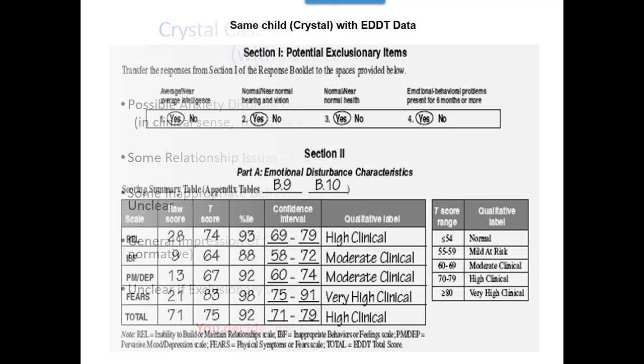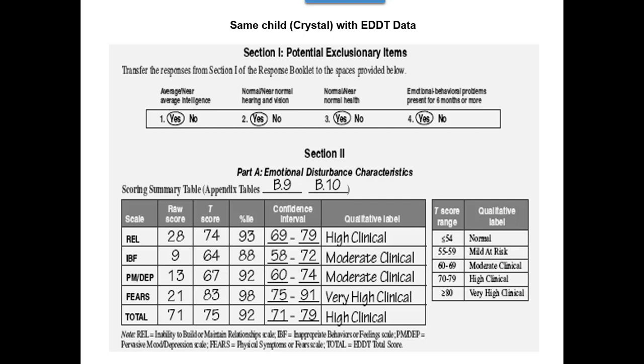Okay. So we did the EDDT, and across the top are the exclusionary clause items. So, things like, has it been happening for at least 6 months? We have it documented as yes. Does she have normal hearing, normal vision, normal IQ? Yes, yes, yes. So we can rule those out as being the primary cause.